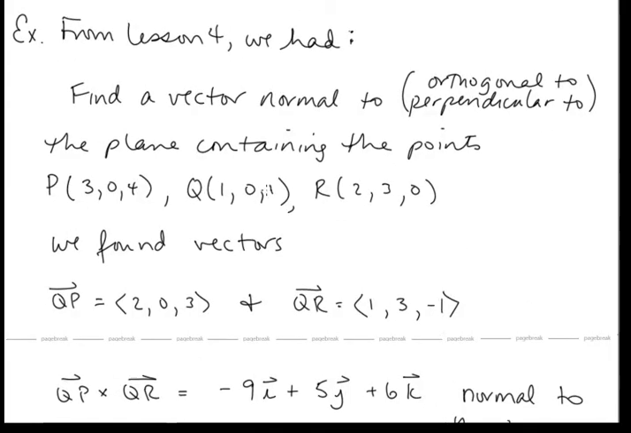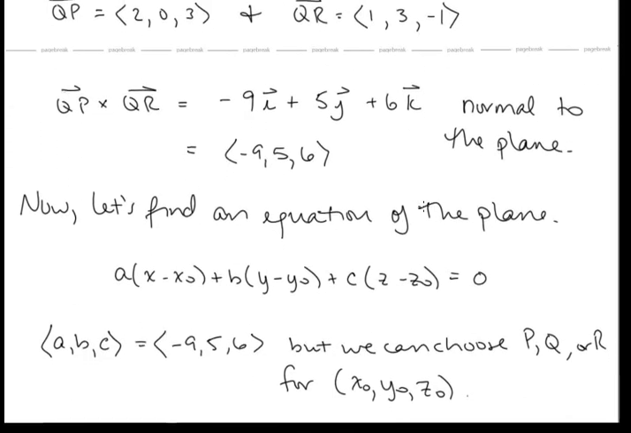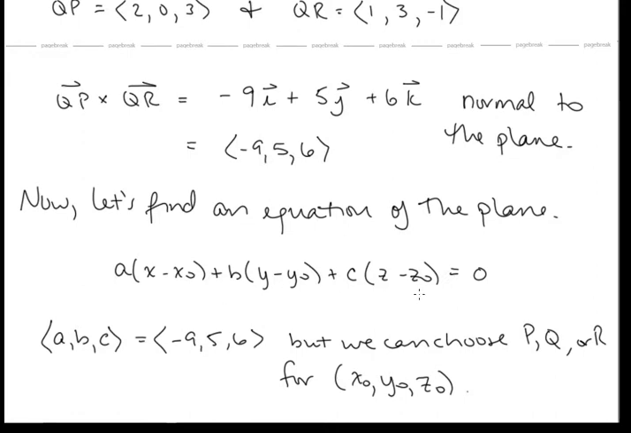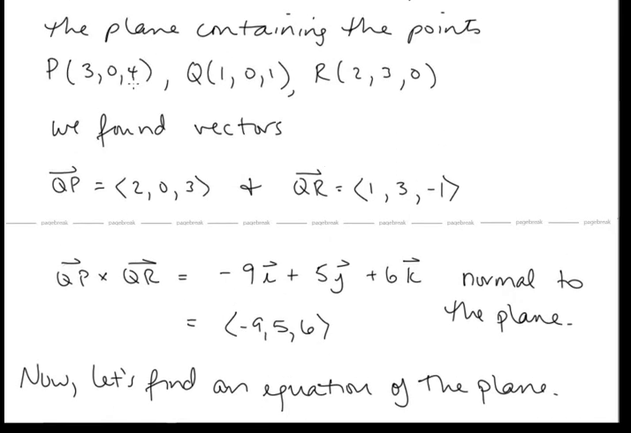So again, we were originally asked to find a vector normal to the plane containing these 3 points. Well, now I'm saying let's find the equation of the plane containing these 3 points. And since they're asking for an equation of the plane, I write down the equation of the plane. And I realize what I have to plug in. I need an ABC, a normal vector to the plane, and I need a point, x0, y0, z0, that the plane passes through. From what we did in lesson 4, we found a vector normal to the plane. We found QP cross QR. That gave us negative 9, 5, 6. That's our normal vector. But we were given 3 points that this plane contains.